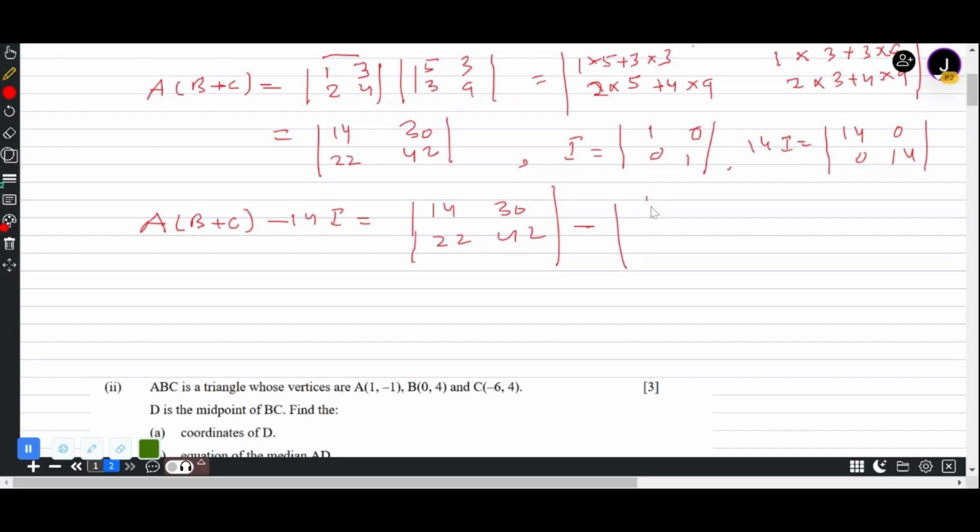Okay, so now it's a plain subtraction. So how do you do it? You subtract each element with the relevant positioned element in the other matrix, and this is the answer. 0, 22, 30 and what will come here? 42 minus 14? 42 minus 14 will be 42 minus 10, 32, minus 4 is 28. Okay, so that's 28, this is our answer.